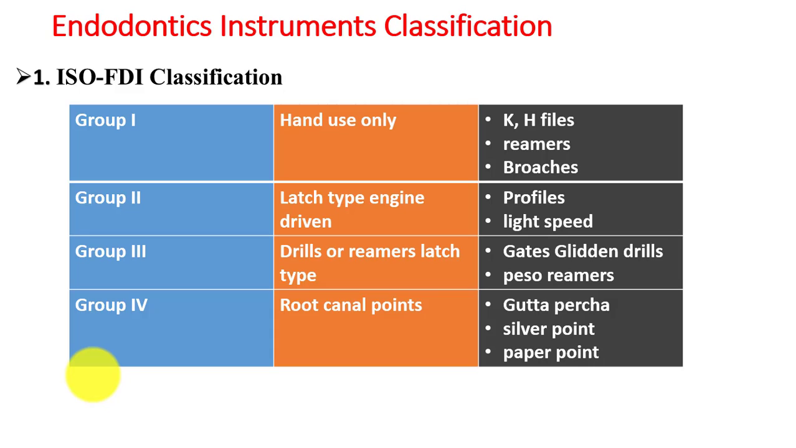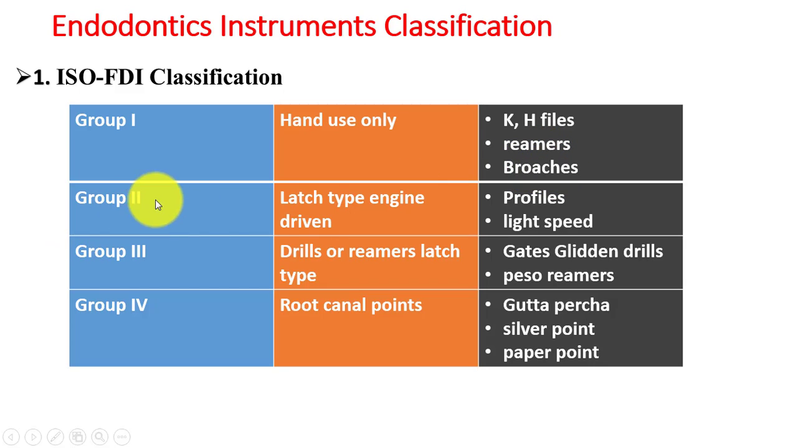The first is the ISO-FDI classification. In the ISO-FDI classification, there are 4 groups. As you see, the first group is hand use only. It means the instrument is used only by hand. The examples are K-files, H-files, reamers, and broaches.